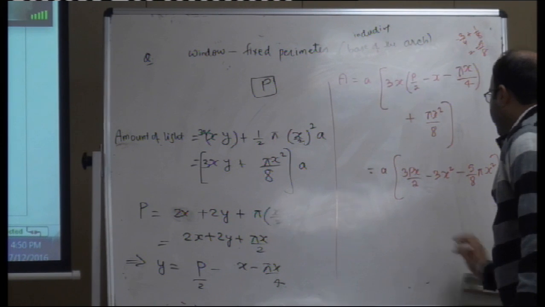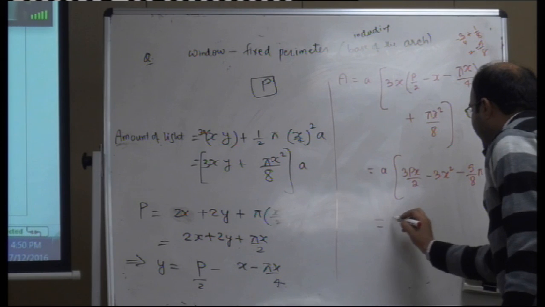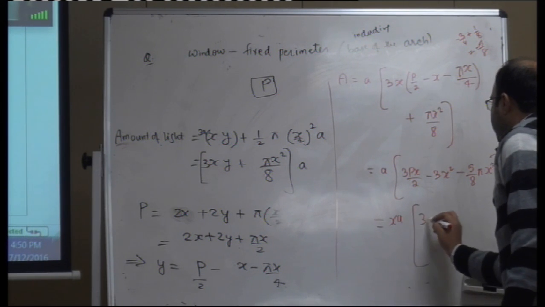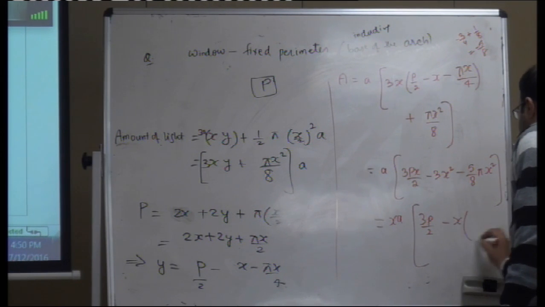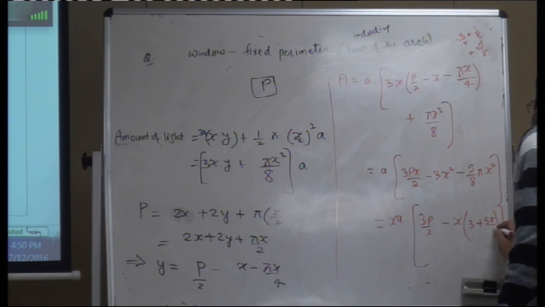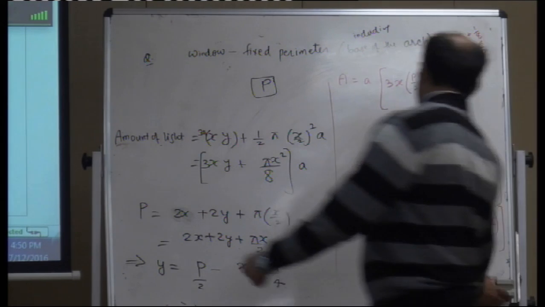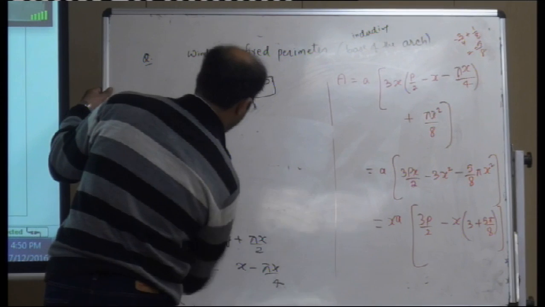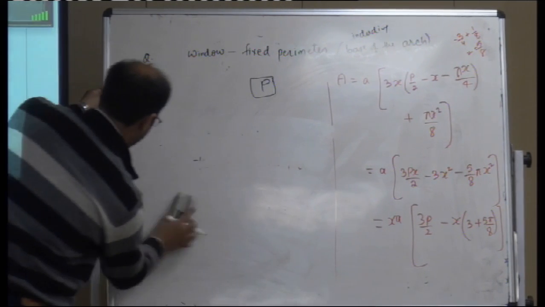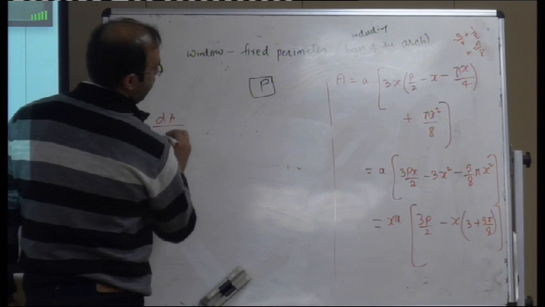And then in the next step we can write it like this: x as common, 3p by 2 minus x is common inside here, 3 times plus 5 pi by 8. This is what we will get here. Now let us differentiate. So when we differentiate this A, what will we get? dA by dx.